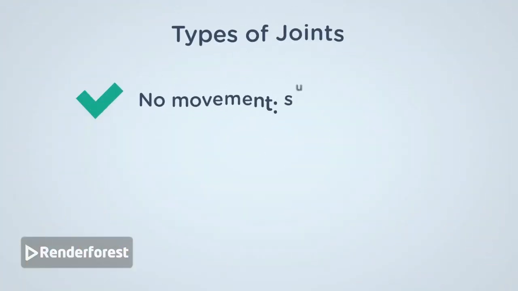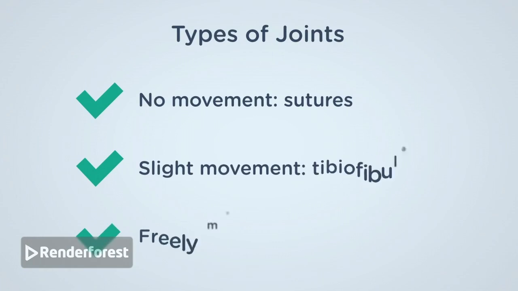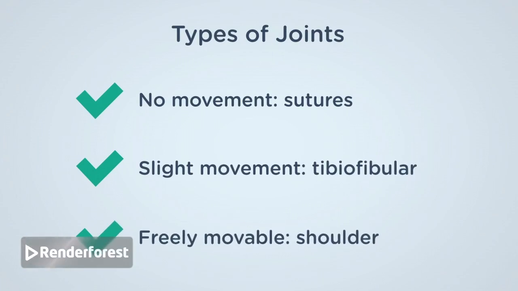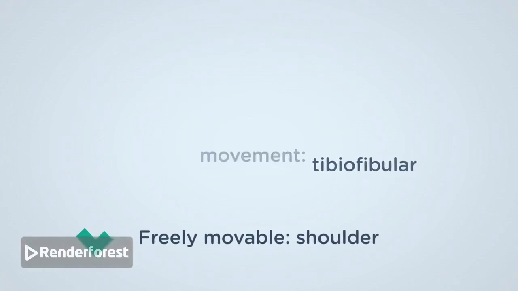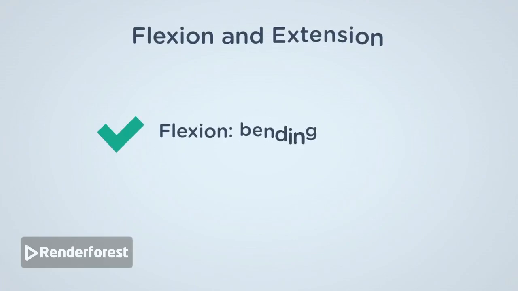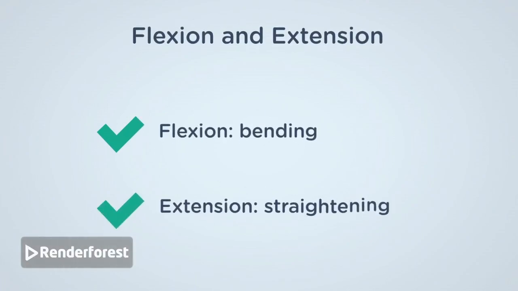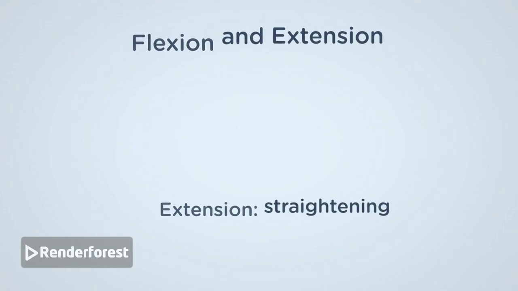A joint is where two or more bones meet. Some joints allow no movement, while others can move freely, like the shoulder joint. Flexion occurs in a sagittal plane, like bending the elbow. Extension straightens the joint, usually in a posterior direction.